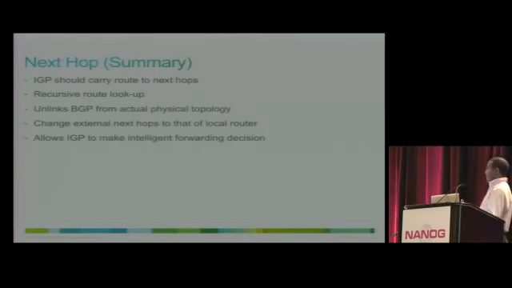By doing that, IGP will make the decision how to reach the border router. Okay. Any questions on next hop? Next hop is an important attribute, and it's always mandatory. It has to be there always.